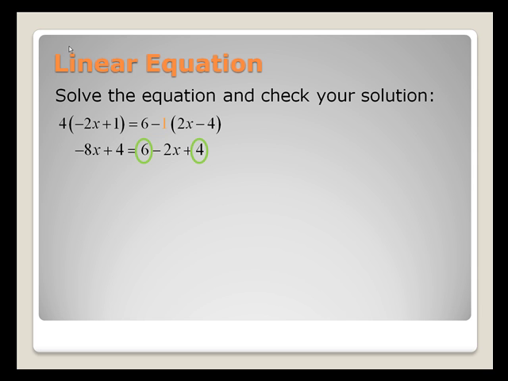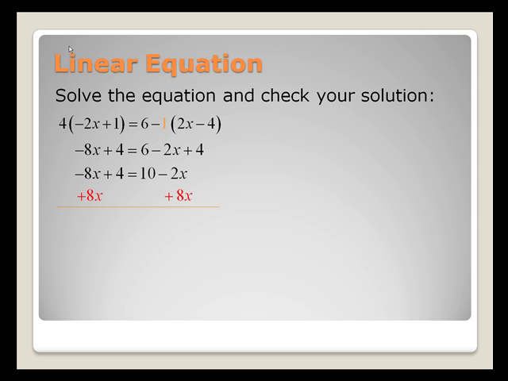On the right-hand side, we have like terms that we can combine. A 6 and a 4 becomes 10 on the right-hand side. Now that we've combined like terms, we want to try to get our x's on the same side together. You may choose to move all of your x's to the left or all of your x's to the right. In this example, I'm going to move all of my x's to the right-hand side by adding 8x to both sides.